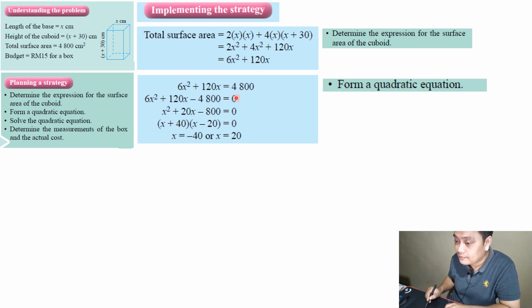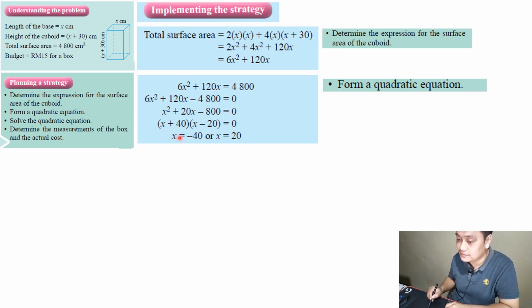Okay, before we factorize it, remember you need to take out all the common factors. In this case, 6x squared, 120x and 4,800 have a common factor. Okay, we take out 6. Then you will have x squared plus 20x minus 800 equals 0. Right, then you factorize it. x plus 40 is the first factor, x minus 20 is the second factor.